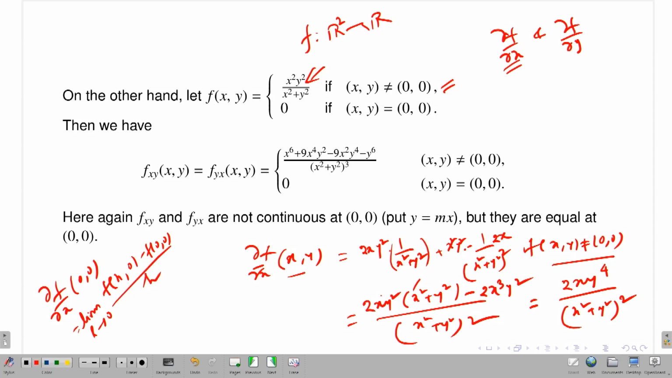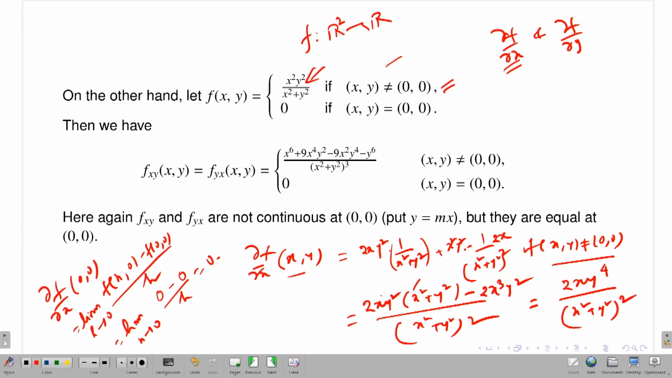So, at the point 0 0 I am talking about. What is this? This is limit h approaches to 0, f of h 0. Now, the function f is given, right. Now, f of h, x is h, and y is 0. What will be the value of the function? This will be 0. f 0 0 is given to be 0. So, this is 0, that means 0. So, this partial derivative of f with respect to x variable at the point 0 is 0.